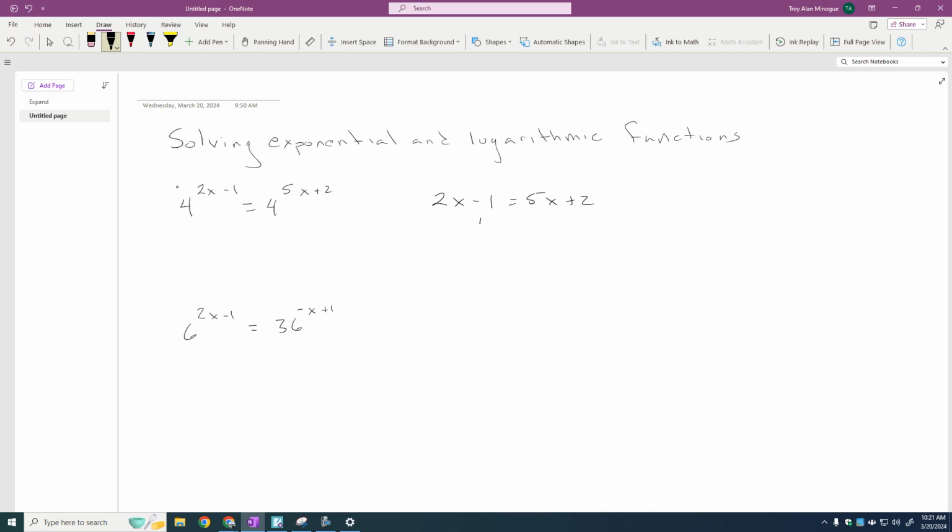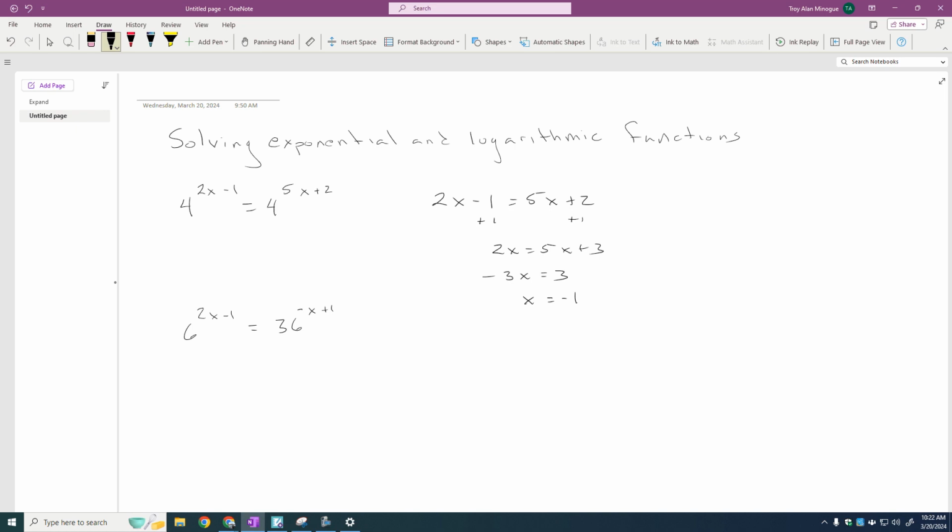I'm going to add 1 to both sides, and I get 2x equals 5x plus 3. Subtract 5x, and I get negative 3x equals 3. Divide, and I get x equals negative 1. Okay, so if I put a negative 1 up here, I would get the same answer. So one setup would be my bases of my exponentials being the same. If they are, just drop the bases and set the exponents equal.